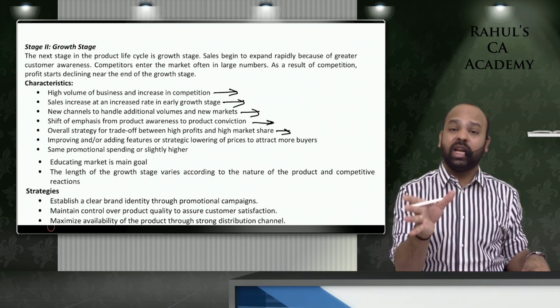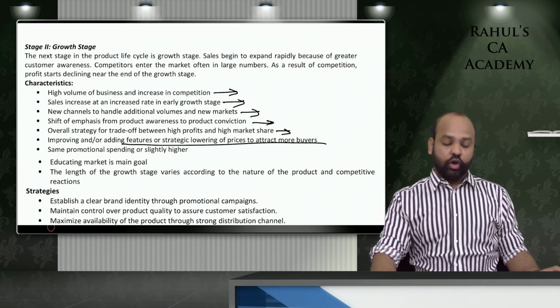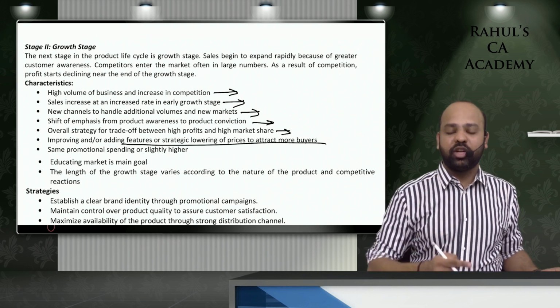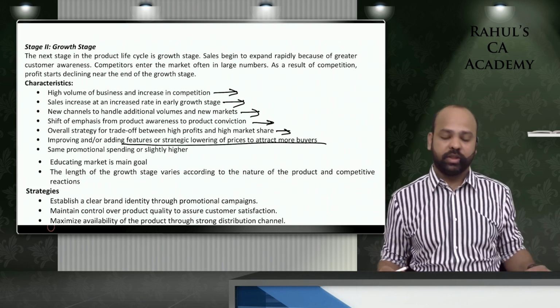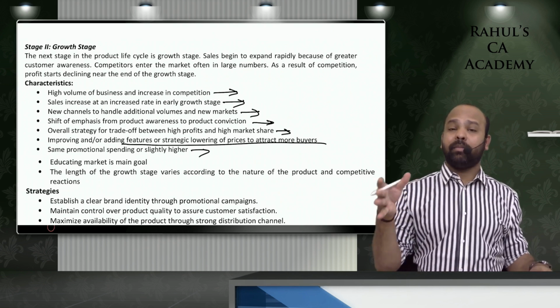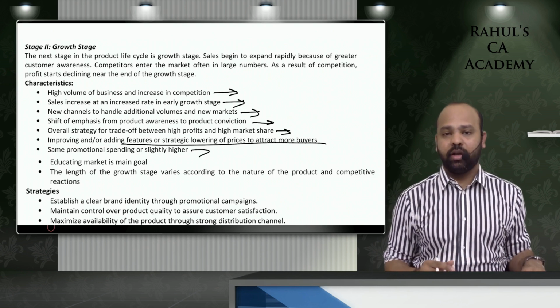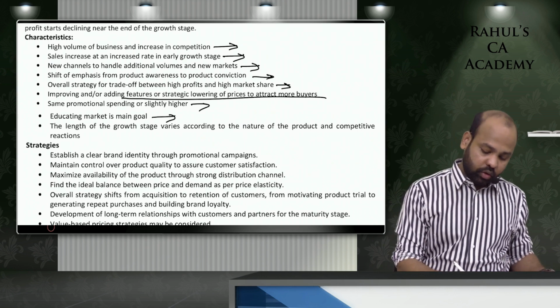Determine what is the likely volume at which you will be operating. Improving or adding features, guys, or strategic lowering of prices. Product refinements आना शुरू हो जाएंगे बेटा. You'll keep adding more and more features in your product, guys, so that you keep attracting customers. Sales promotion spending slightly higher, guys. You will keep spending the same amount on promotional activities or even increase it. You will have to keep educating the market, guys. The length of the growth stage will again vary.